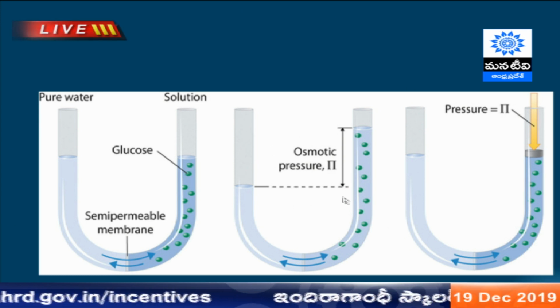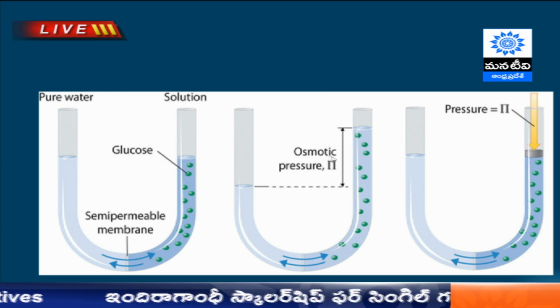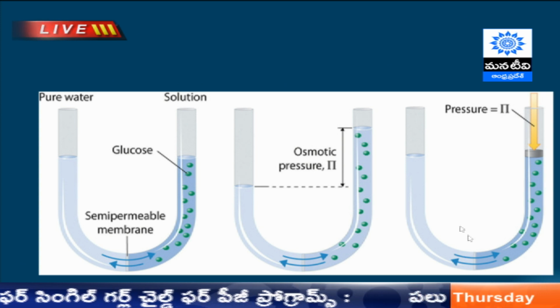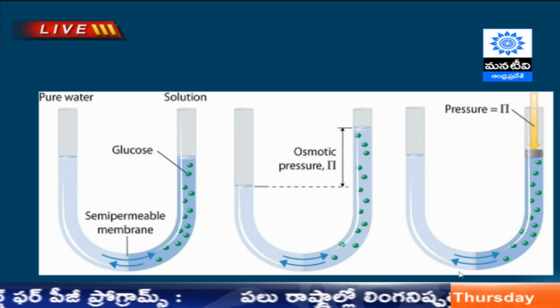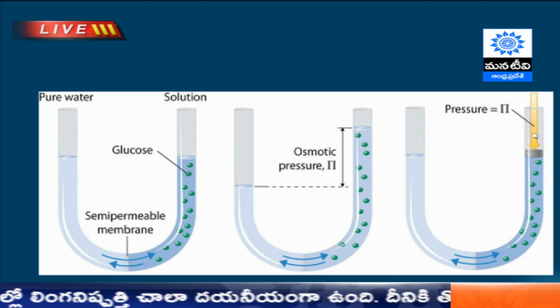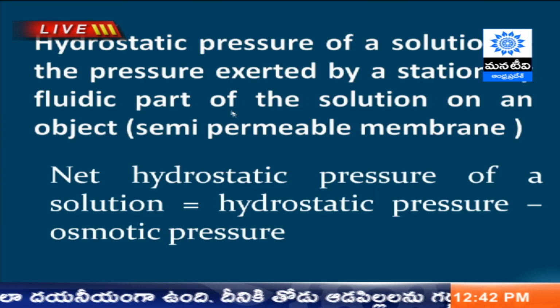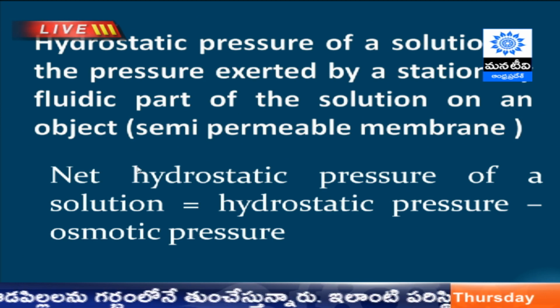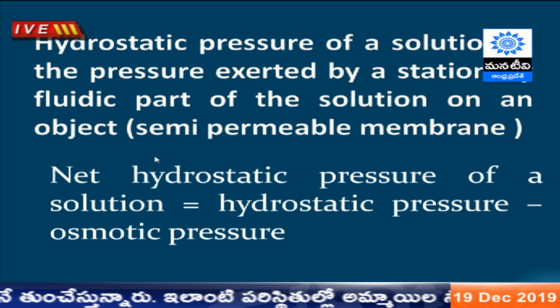Now, when a pressure equal to this osmotic pressure is applied, then the flow of solvent is arrested. So, this external pressure applied is called hydrostatic pressure. Hydrostatic pressure of a solution is the pressure exerted by a stationary fluid part of the solution and object.